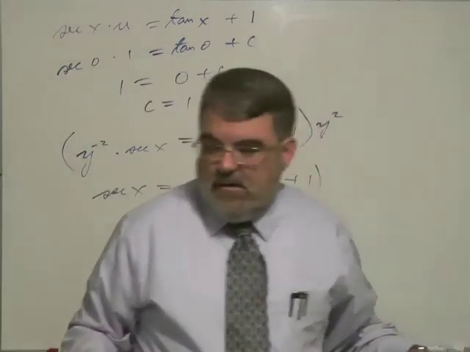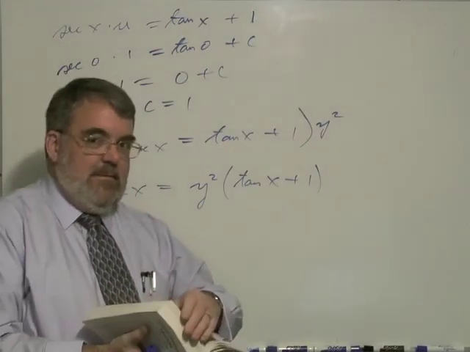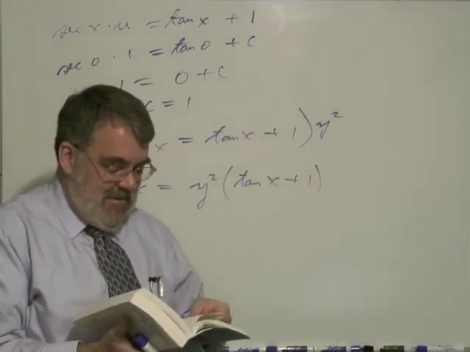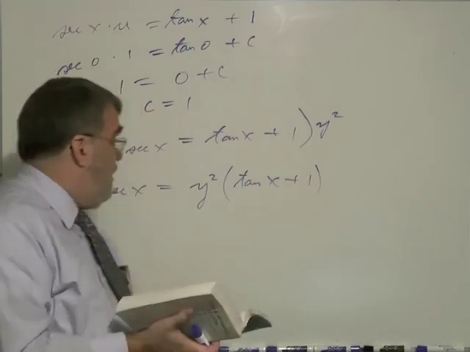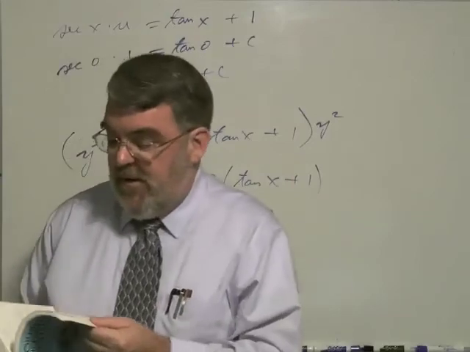And I think that's the book answer. I sure hope it is. Moment of truth. Secant x equals y squared parentheses tangent x plus 1. We got it. So, all right.